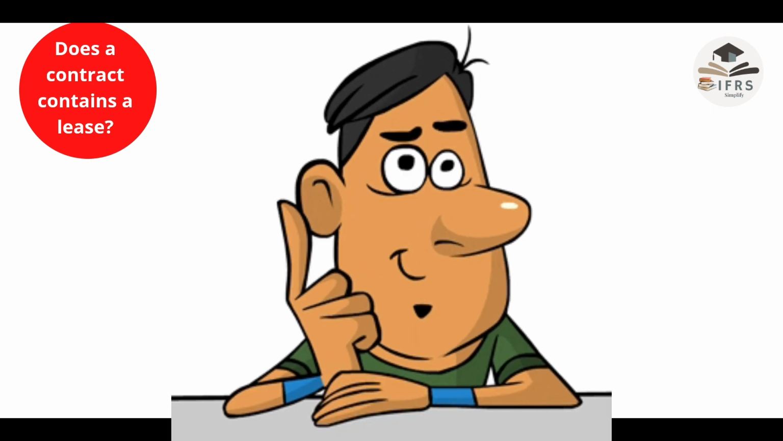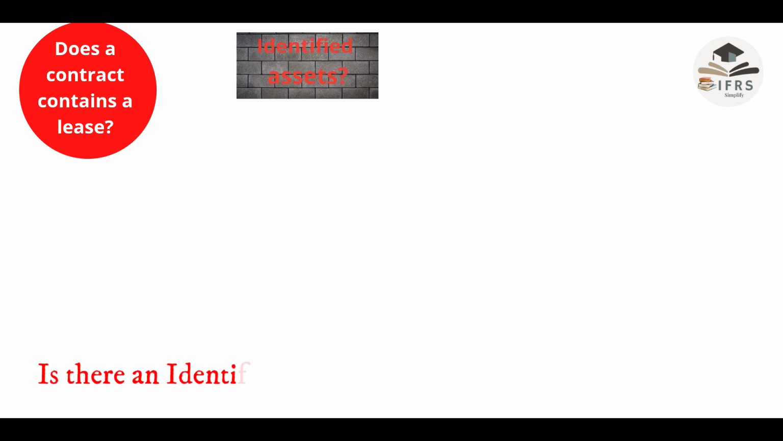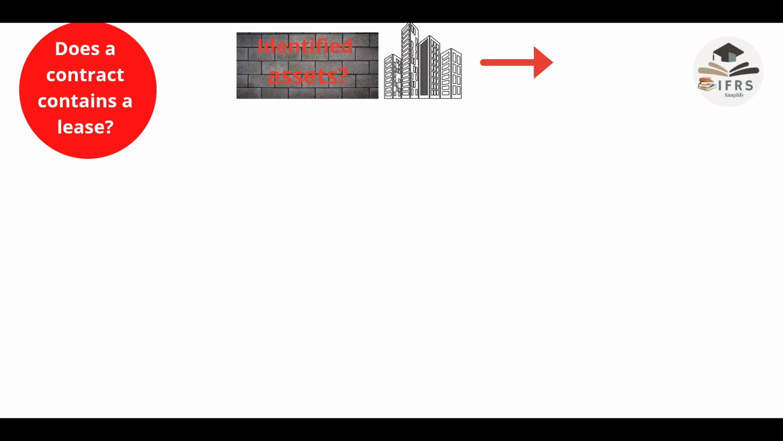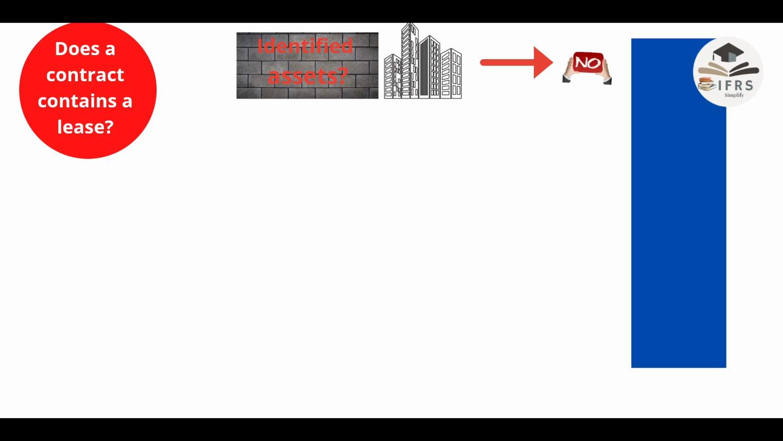Let's understand how to determine if a contract contains a lease or not. The first condition is that there should be an identified asset. It can be mentioned explicitly or implicitly in the contract. In the next episode, I will explain identified assets in more detail. If there is no identified asset, then it's not a lease.